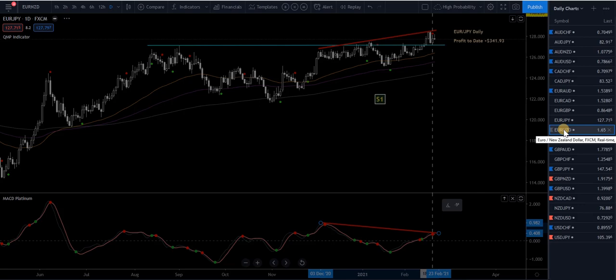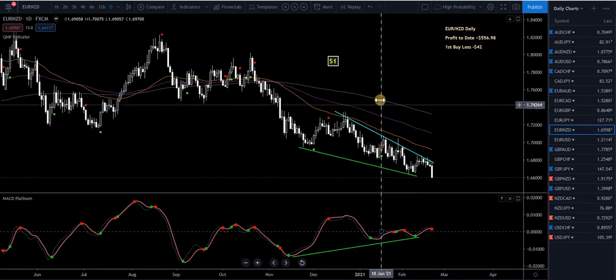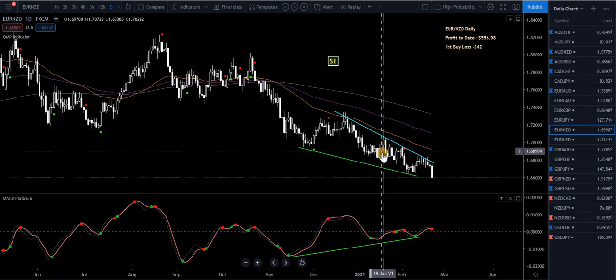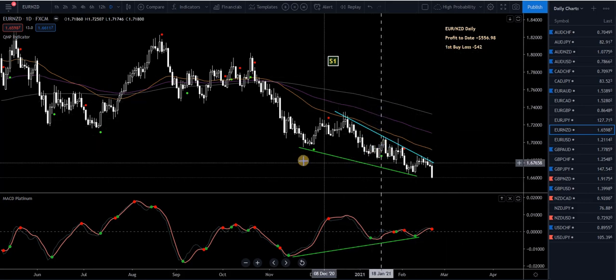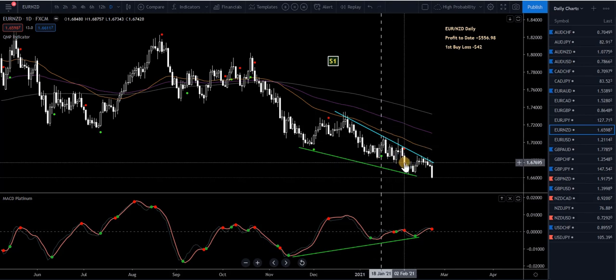Euro New Zealand, no trades at the moment. I did take a buy here. It's marked by this line, and I lost $42 on it. It was a high risk trade into the trend. I had a stop in place, and I got stopped out. There's since been a sell signal here, which I've declined to take.